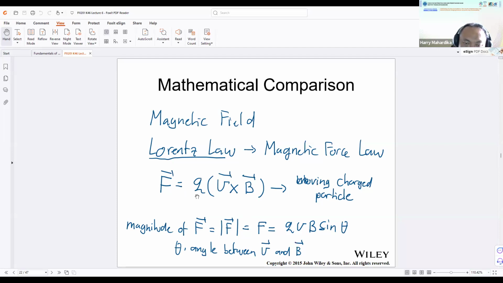So in the scenario where Q is positive, V is pointing in the X direction, and B is pointing in the positive Y direction, F will be pointing in the positive Z direction. If the particle is an electron or has a negative sign, even though V is pointing in the positive X and B in the positive Y direction, F will be pointing in the negative Z direction.